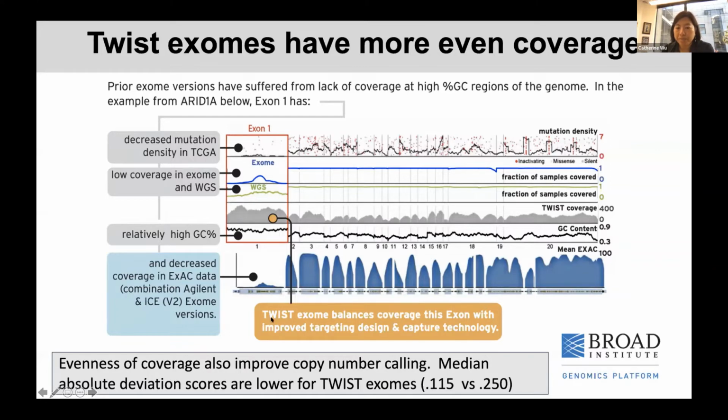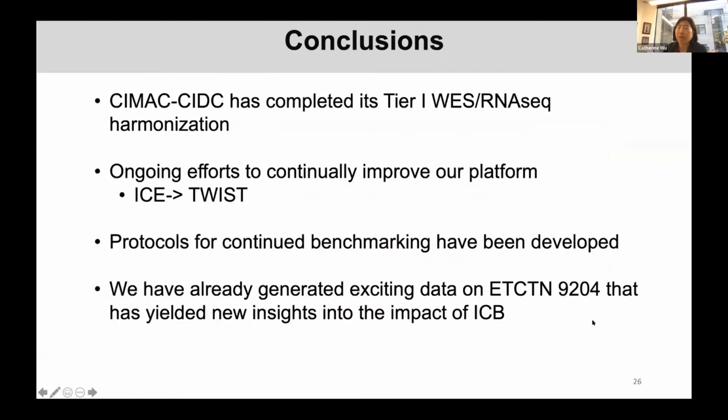And so I'll just end by saying that we have completed our tier 1 exome and RNA sequencing harmonization. We are continually seeking to improve our platform, and this is a hand-in-glove effort together with CIDC to match up our analytics. We're in the middle of using those HapMap samples that I discussed with you before to, again, benchmark our older platform with our new platform so that we have good benchmarking.